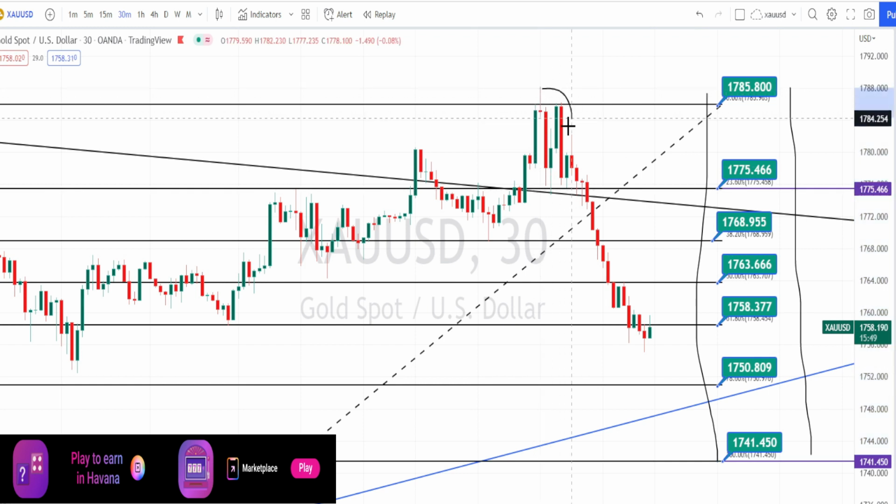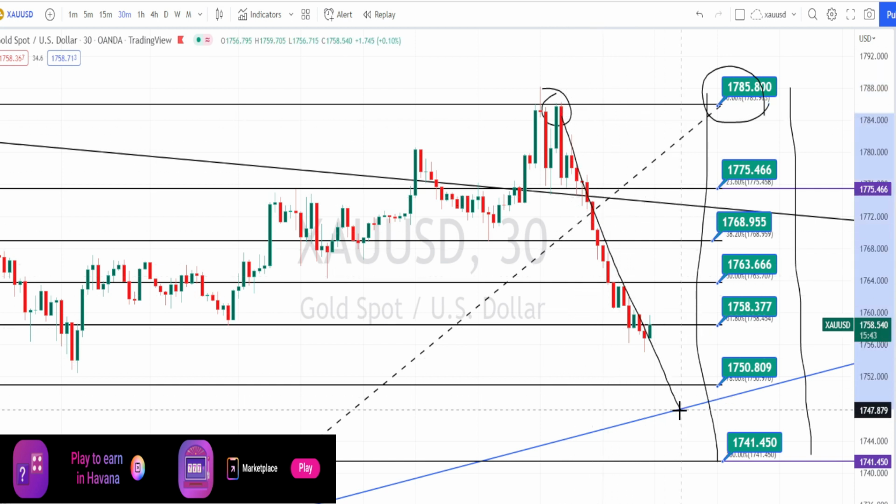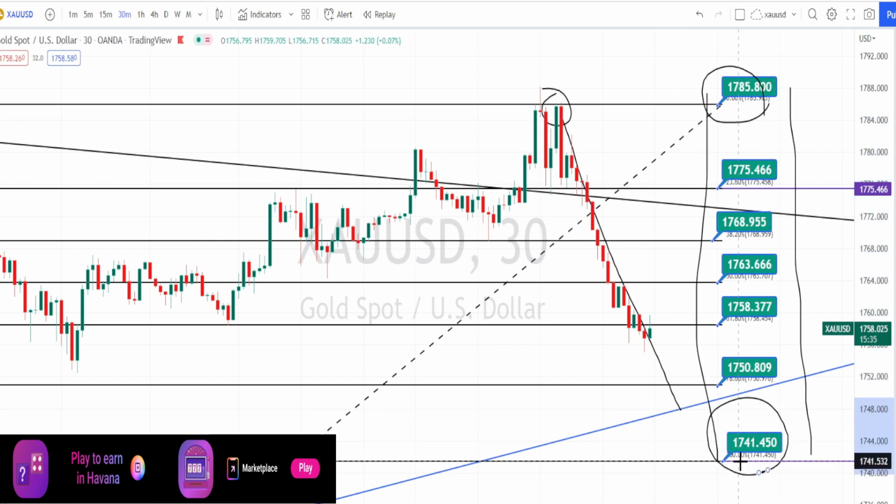Currently the price action has found resistance at the level of 1785 and it is on a bearish side retracement. It is not a bearish trend reversal in 30 minutes time frame also. Wait for the price action to break this higher time frame support level of 1741 in order to get the confirmation on the bearish side trend reversal in 30 minutes time frame also.